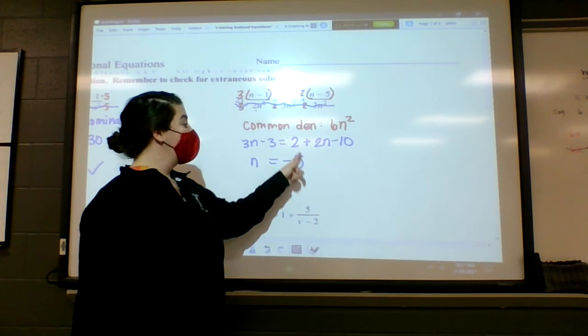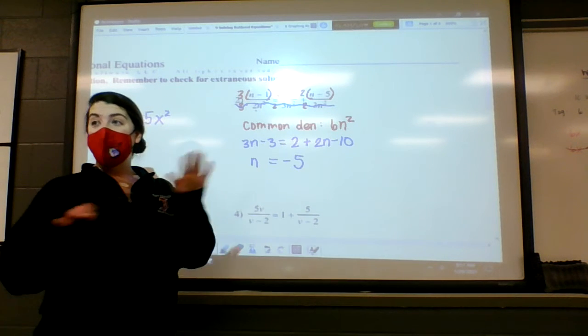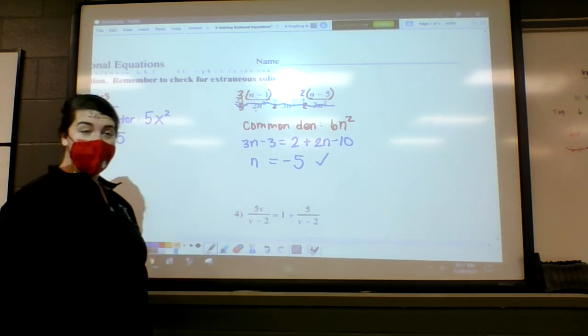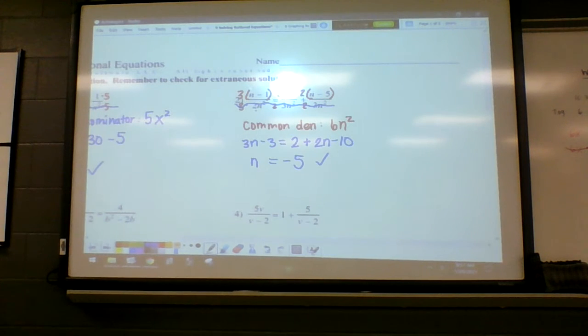So if your answer was 0 at the end, it would be extraneous. It wouldn't actually work. So any other number is fine. So -5 is fine. If it makes one of your denominators equal to 0, cross it off and just say it's extraneous. And if it was the only solution, the only number that you had, then there would be no solution.